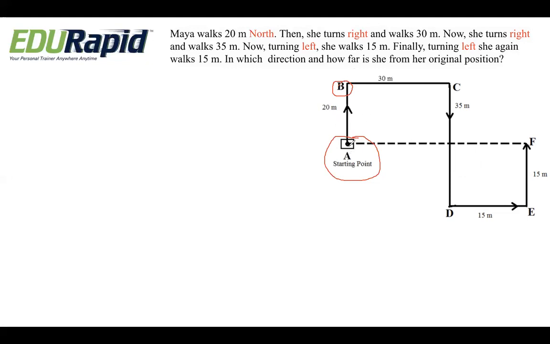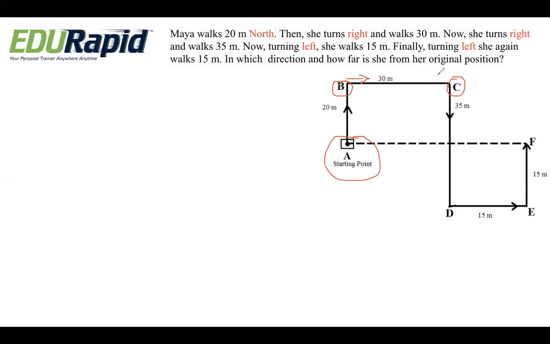So Maya now walks north for 20 meters, and let's assume that she reached point B. And then it says she turns right and walks 30 meters. So she turns right here and walks 30 meters, and she reaches point C. That's our assumption. And then now she turns right again.